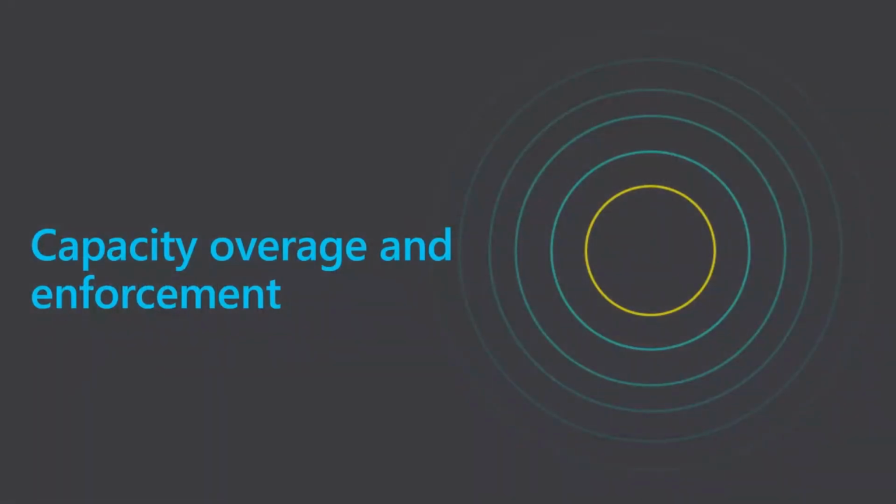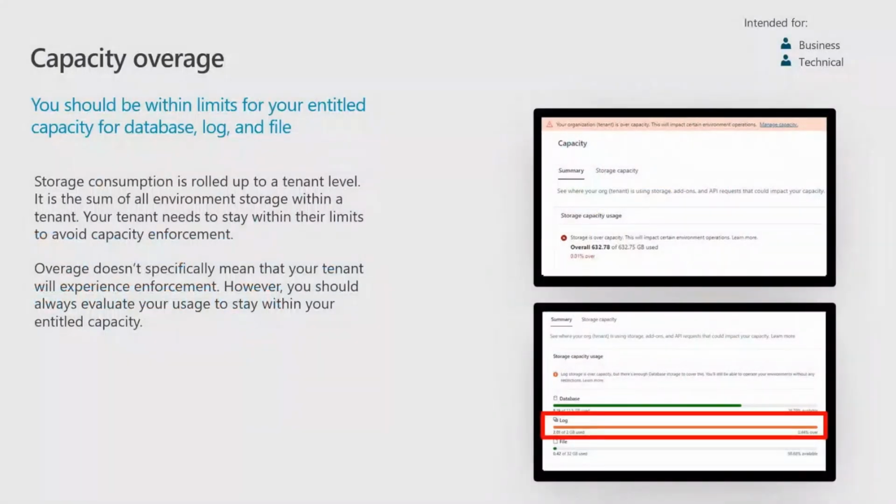Now that we understand the storage models and how the entitlements are calculated, it's important that we cover what capacity overage is and the enforcement that goes along with the overages. Capacity overage is when you consume more storage than your entitlements. For customers on the legacy model, as you see in the top right screenshot, once you're over your entitlement, you will face enforcement. For customers on the new model, because you are over capacity for one storage type, doesn't mean that you will face enforcement.